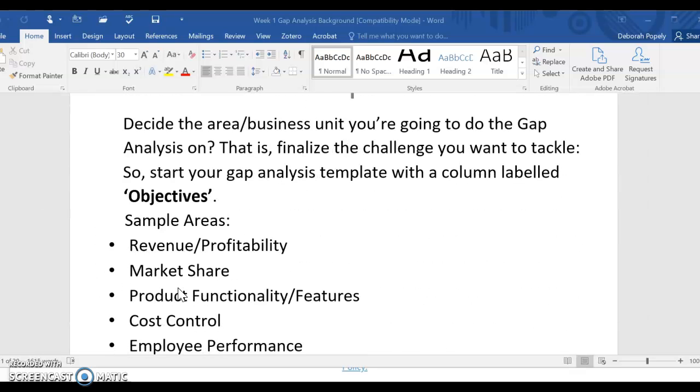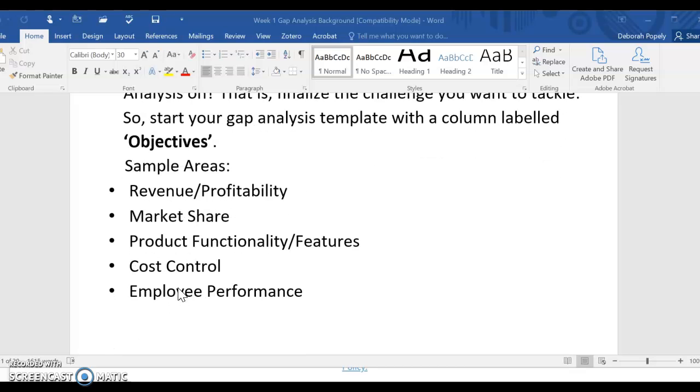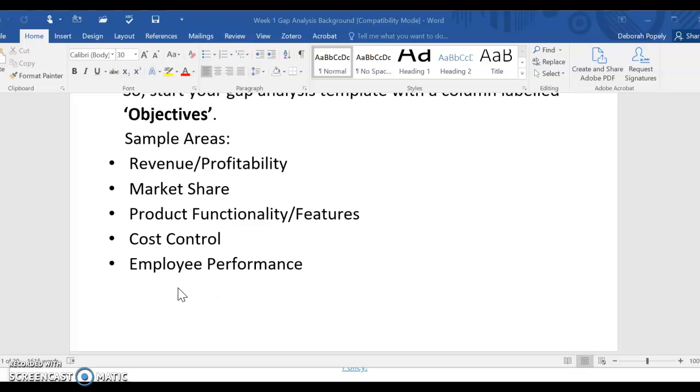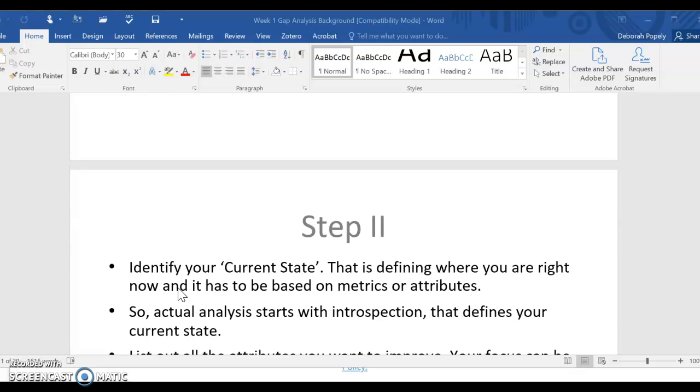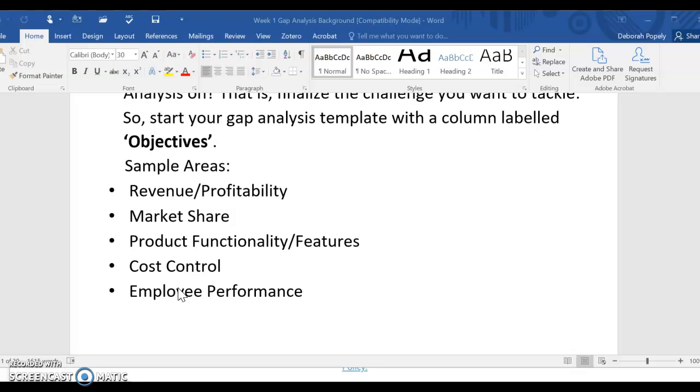So step one, you'll decide what areas of the business that you're going to have the analysis on. So what is the challenge that you want to tackle? For instance, are you going to look at revenue or profitability? Are you going to look at market share? Are you going to talk about the product? Are you going to talk about cost control or employee performance?